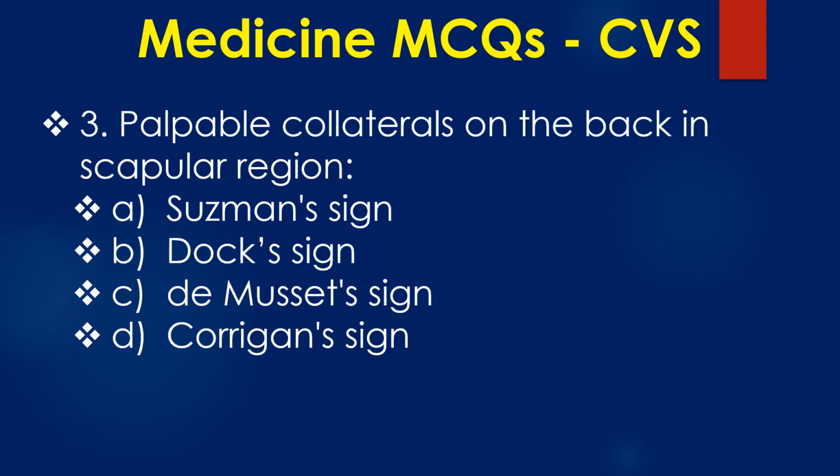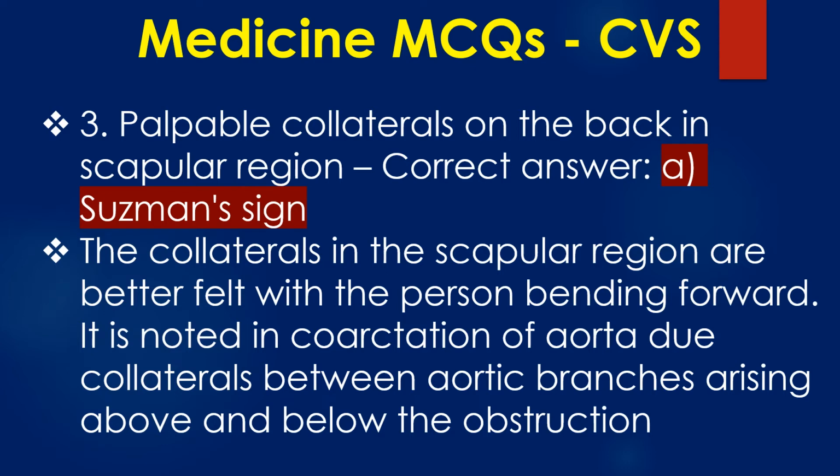Palpable collaterals on the back in scapular region: A. Suzman's sign, B. Dock's sign, C. De Musset's sign, D. Corrigan's sign. Correct answer Suzman's sign. The collaterals in the scapular region are better felt with the person bending forward. It is noted in coarctation of aorta due to collaterals between aortic branches arising above and below the obstruction.